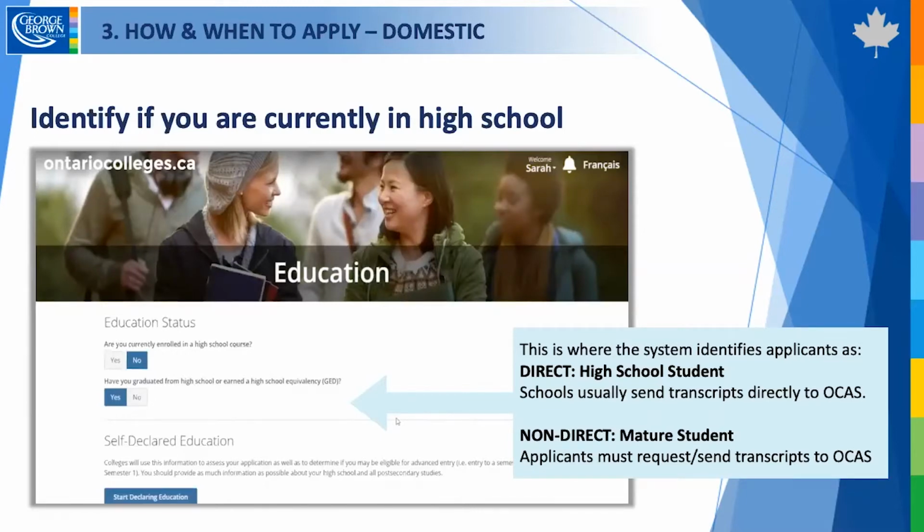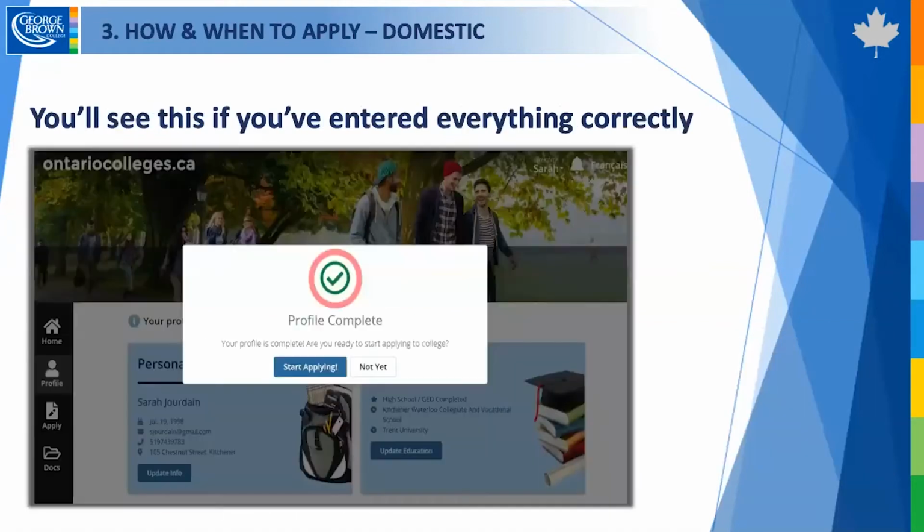If you are a mature student and you're not coming directly from high school, you need to request transcripts to be sent to OCAS. And OCAS luckily makes that very easy for you. There will be a small additional cost for you, but you don't have to run around to the board and hunt things down. They will help you with that. They make the search very easy. And again, this is for domestic students.